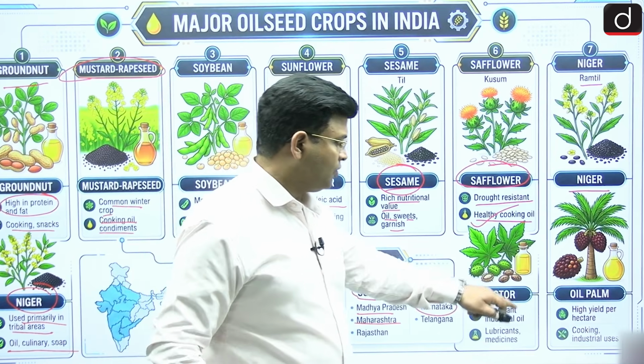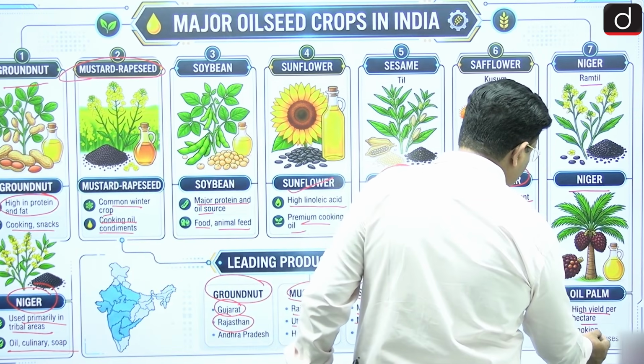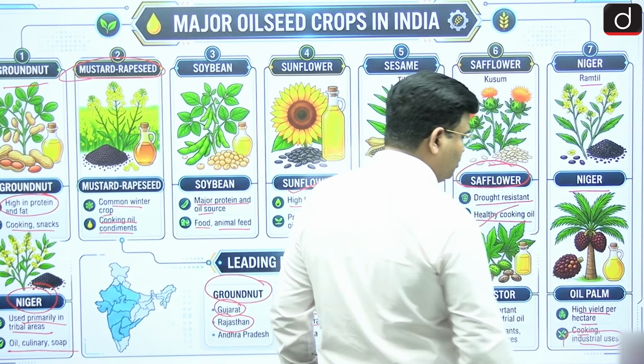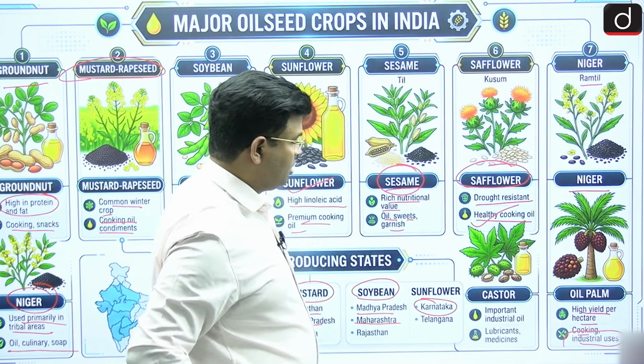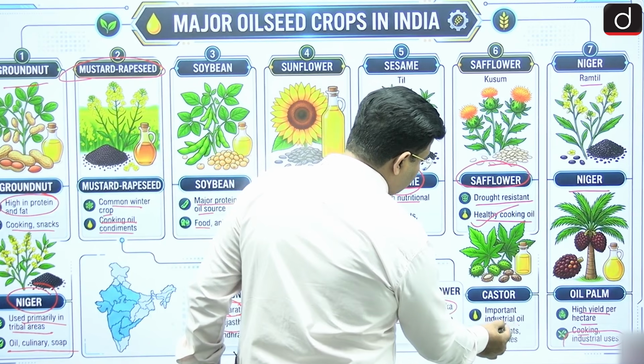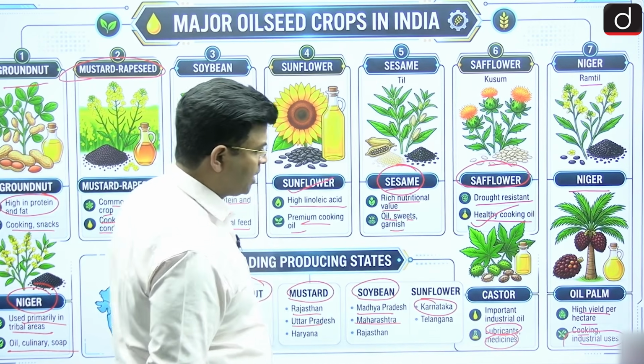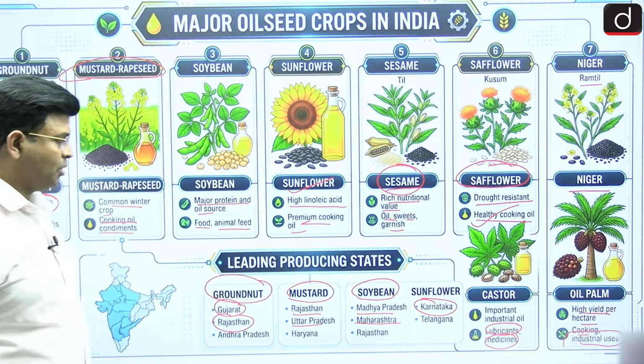And there is also oil palm. It is high yield per hectare and has cooking and industrial uses. Palm oil is used for industrial uses. Castor, you can say, is used for lubricants, industrial oil lubricant, and in medicines we also use castor seeds. Is it okay?